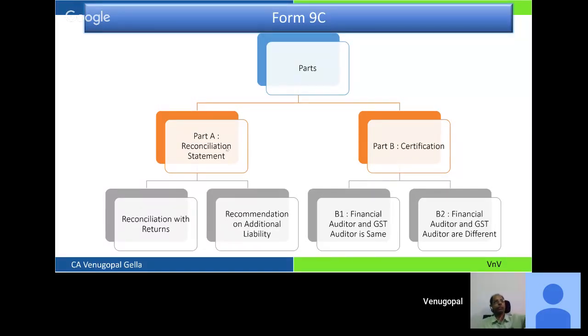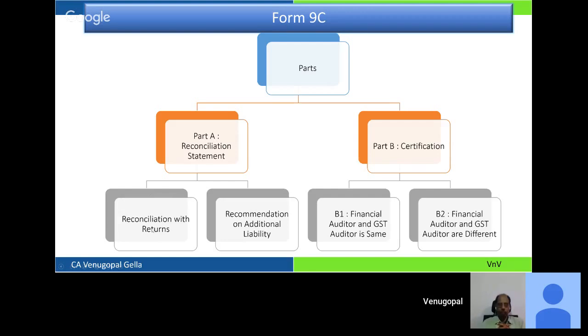Form GSTR-9C is divided into 2 parts. Part A is a reconciliation statement. Part B is a certification which we will be giving. So you can consider Part A like a 3CD report, and Part B like a 3CA or 3CB.